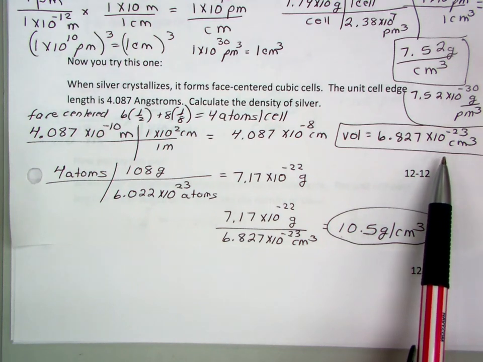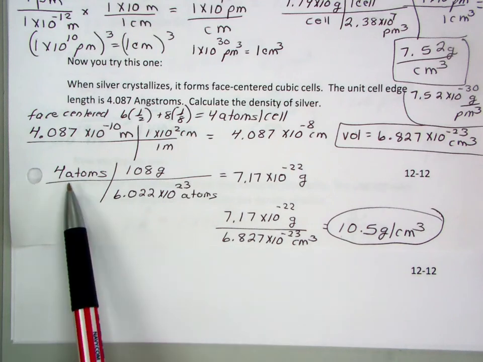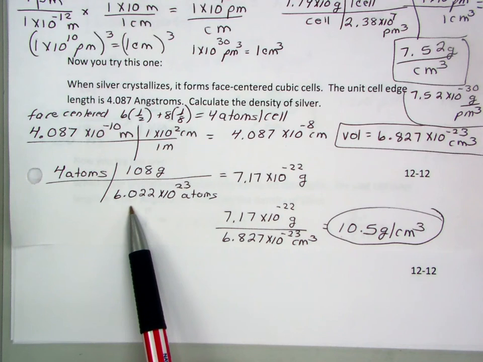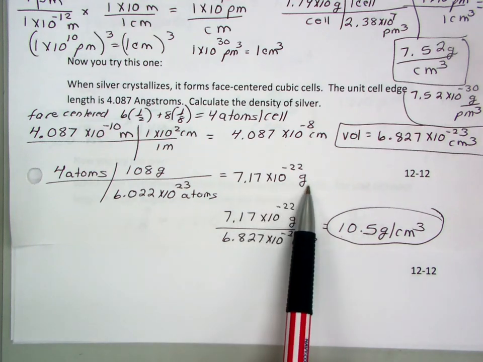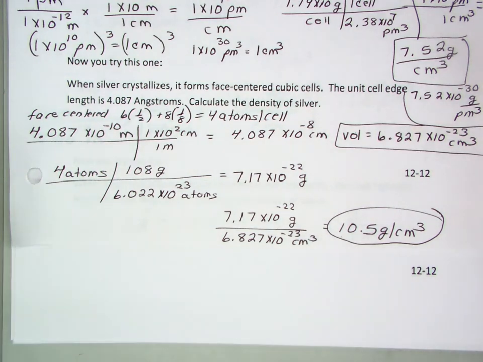And I think that's where some of the groups up here ran amok, was in that conversion. Then we know 4 atoms, 108 grams per mole, and 1 mole is Avogadro's number of atoms, so we get 7.17 times 10 to the negative 22nd grams. When I divide my mass by volume, I get 10.5 grams per cubic centimeter. And to me, that seems like a reasonable density for a metal. If you think about water being 1, you'd expect if you dropped some silver metal in there, it would sink right to the bottom. So 10 is a reasonable answer for the density of a metal.